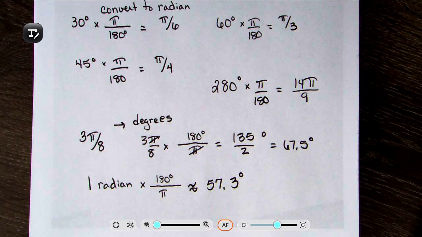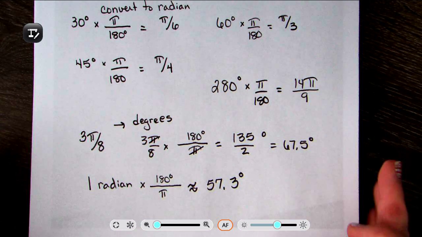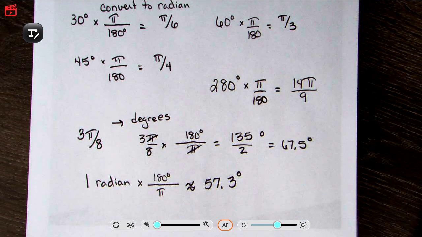57.3 degrees. Okay. This sounds like a good place to kind of stop. Practice converting degrees into radians or radians into degrees so that you do feel comfortable with that pi being 180 or 180 being pi. We're going to come back with some more practice and going a little bit further in this section as well.